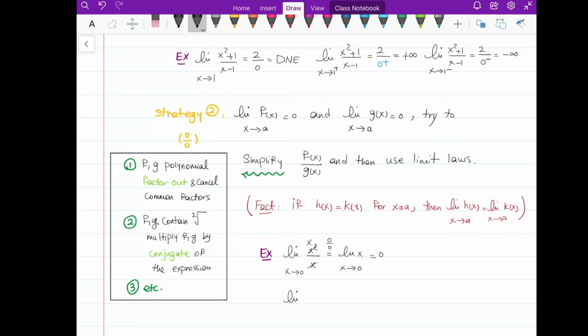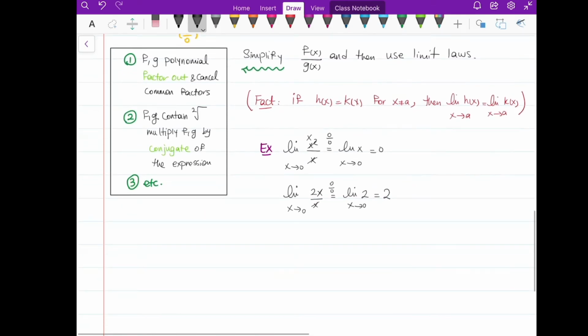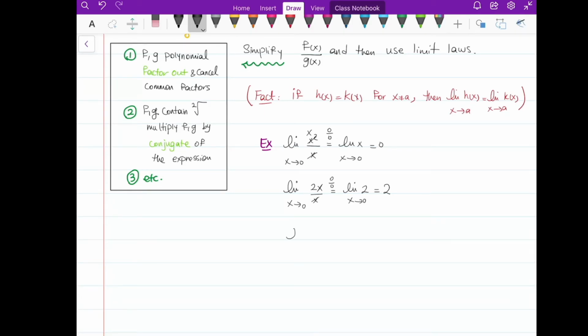Okay, another example. The limit of 2x over x as x goes to 0. You see, plug in 0, I get 0 over 0. Simplify that, I get the limit of 2 as x goes to 0, the constant function. I just get 2.